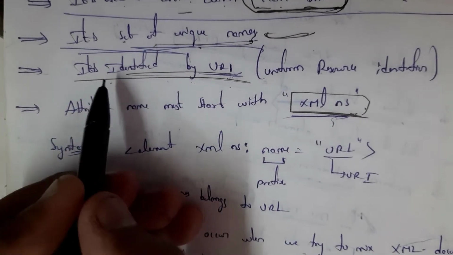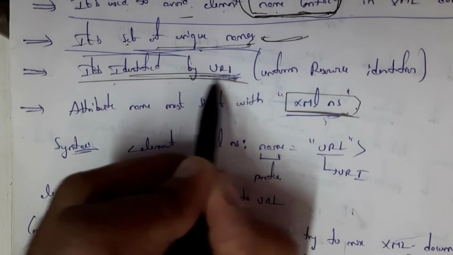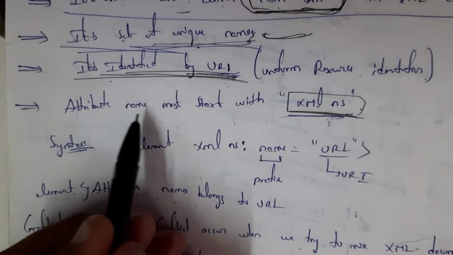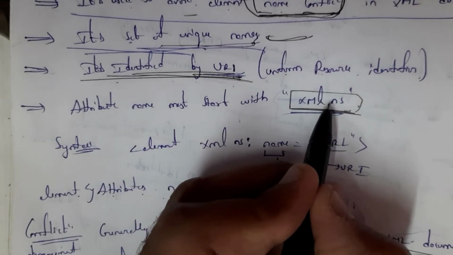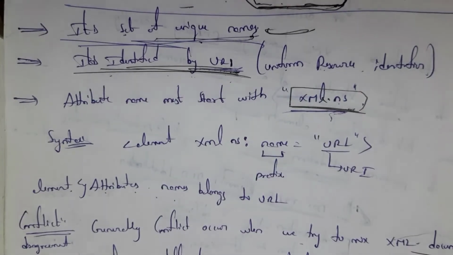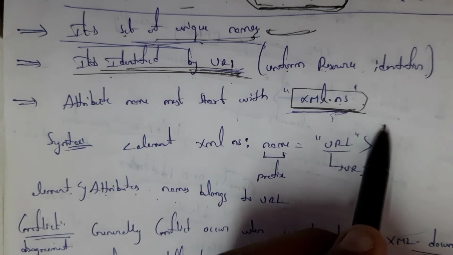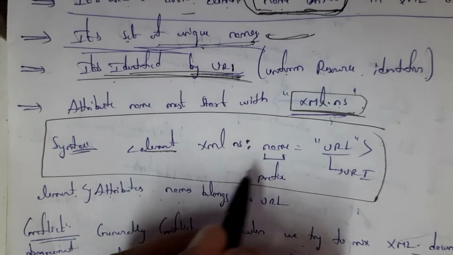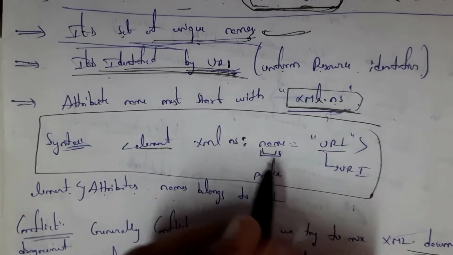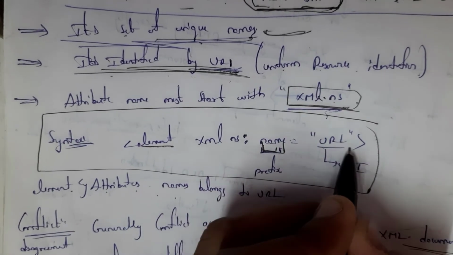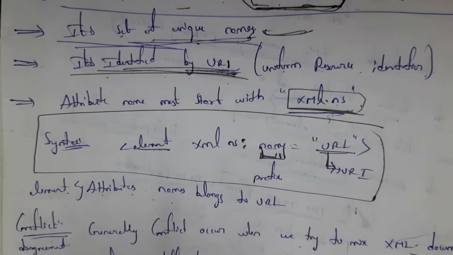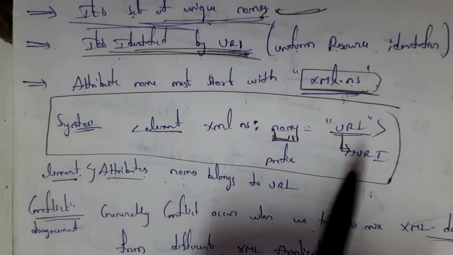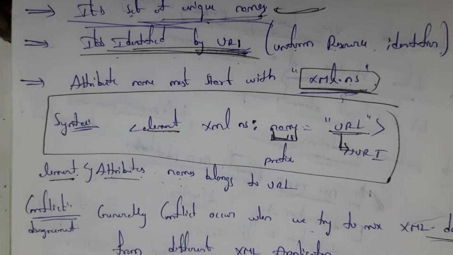See, this XML namespace is identified by a URI. URI stands for Uniform Resource Identifier. And next, attribute names must start with xmlns. ns stands for namespace. See the syntax of XML namespace: xmlns:name="URI". This name is nothing but the prefix, and this URI is the uniform resource identifier. The elements and attribute names belong to this URI. This is the syntax of XML namespace.